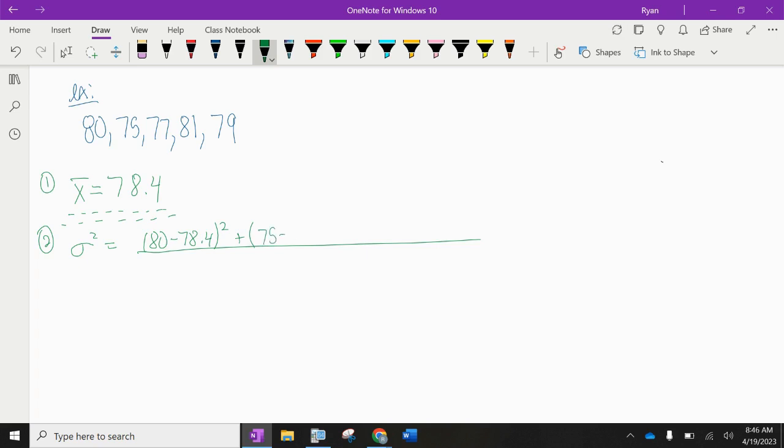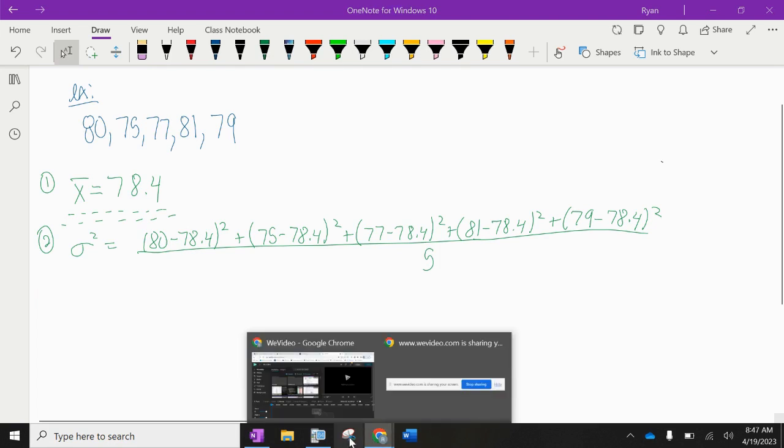I did it with the 80. Now I'll do it with the 75. 77. 81. And then lastly, the 79. So we have a huge numerator. This is going to be the most things you put into your calculator. And it's all going to be over 5, just like we did with the mean. When we're finding this variance, we put over the number of terms. So this is what I'm going to be putting into my calculator.